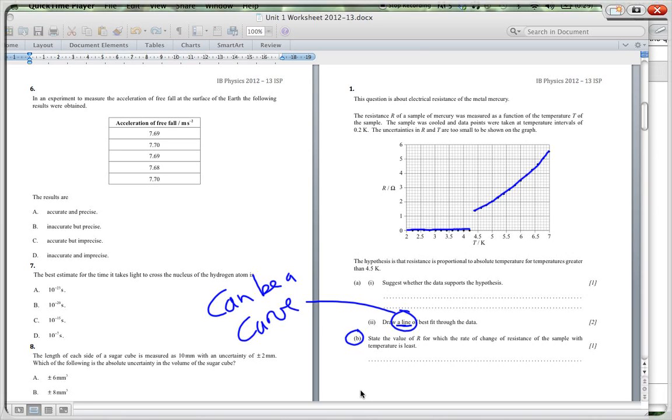For B, state the value of R for which the rate of change of resistance of the sample with the temperature is least. So it's the least over here, and that is obviously 0 up to this point over here. Your resistance is R, so 0 ohms. We have our unit, which is ohm.